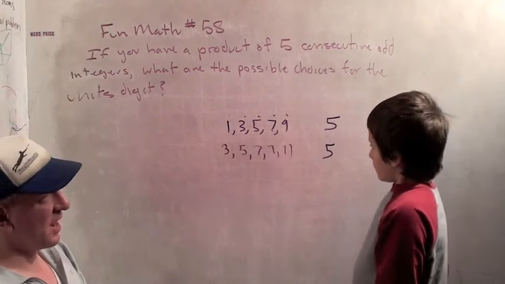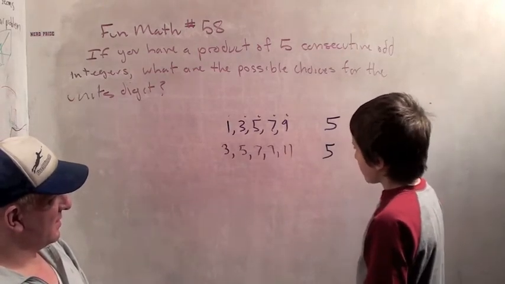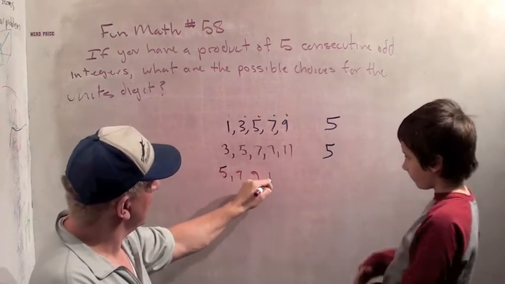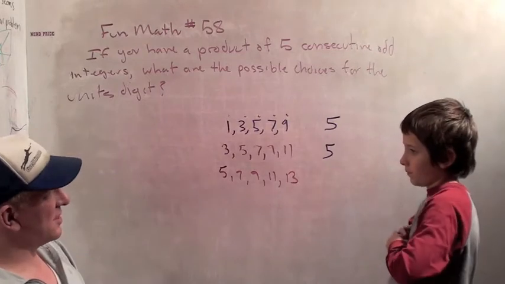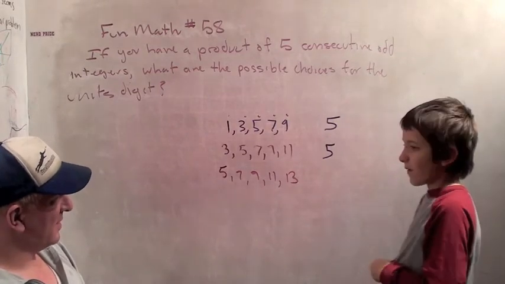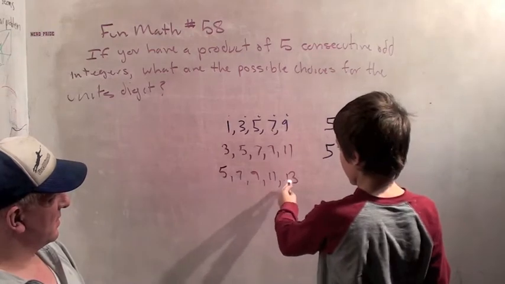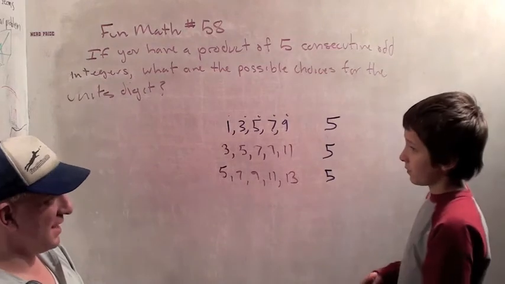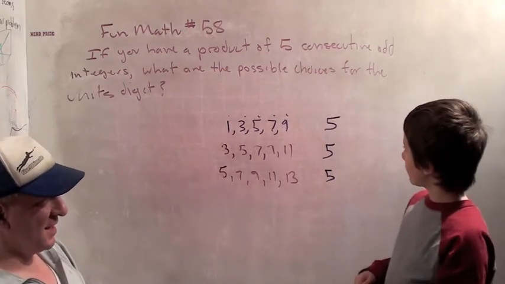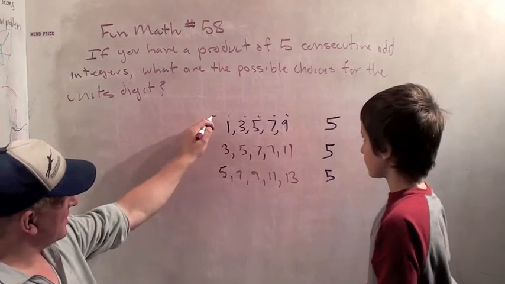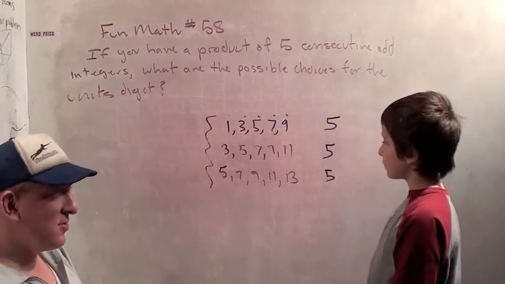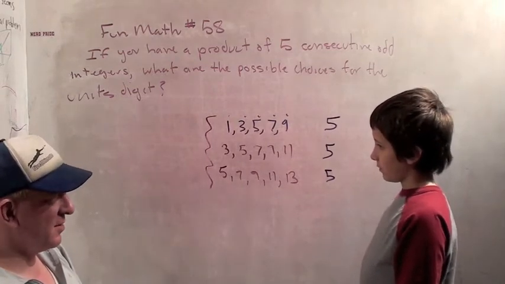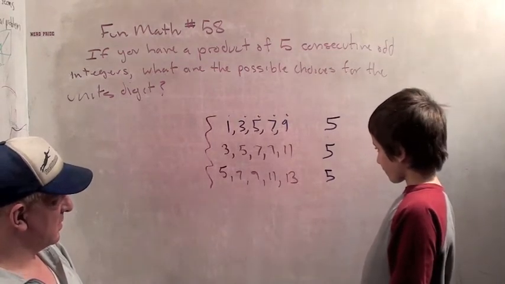What's the next set of odd integers you want to check? 5, 7, 9, 11, and 13. What's the units digit of this product? It's probably going to be 5, because you still have a 1, 3, 5, 7, 9. Interesting. So it looks like for any set of 5 consecutive odd integers, we always have units digits 1, 3, 5, 7, 9. How can we check that to be sure?